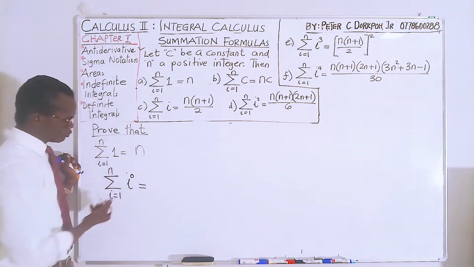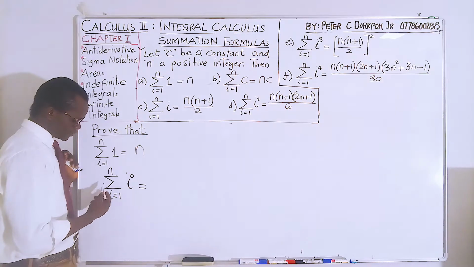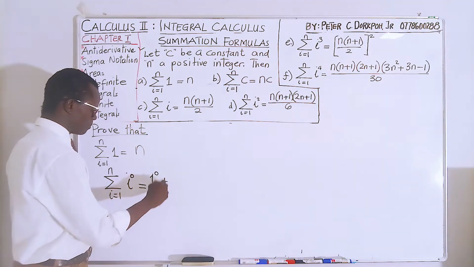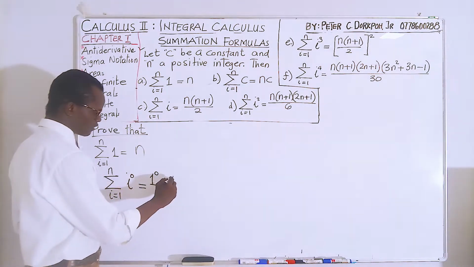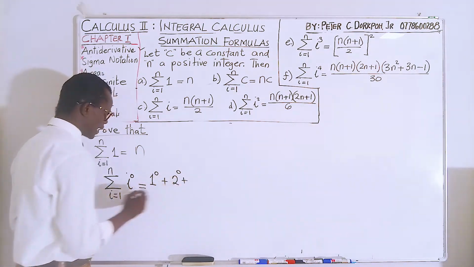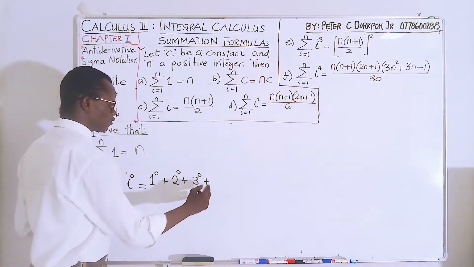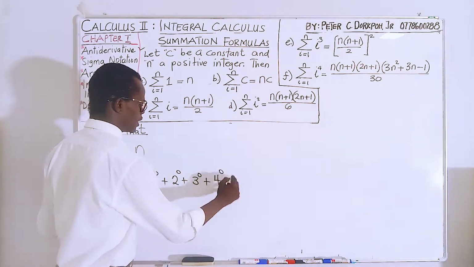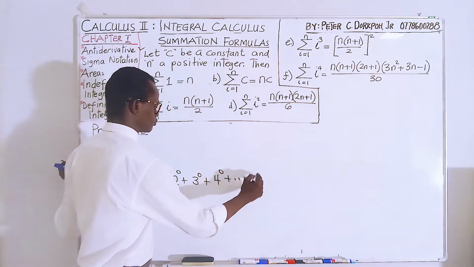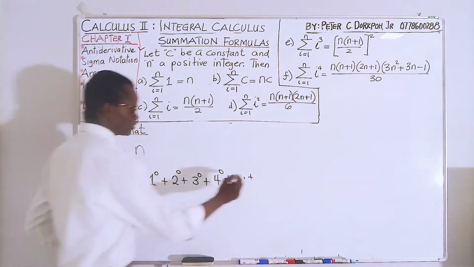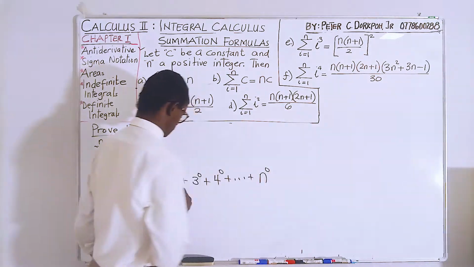So if we want to expand this, we say when r is 1, you have 1 to the power 0. Plus when r is 2, you have 2 to the power 0. When r is 3, you have 3 to the power 0. When r is 4, you have 4 to the power 0. And so on, until r becomes n. So you have n to the power 0.